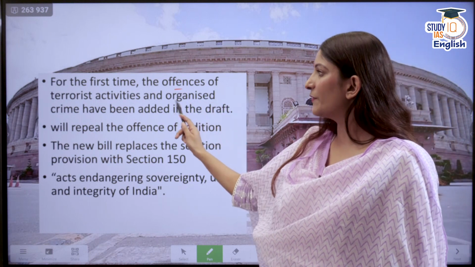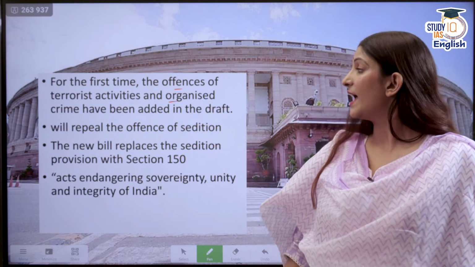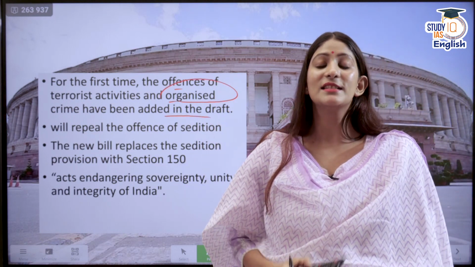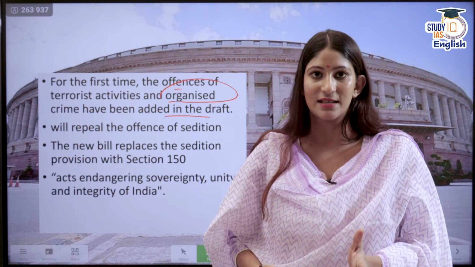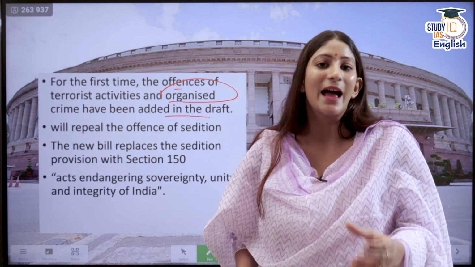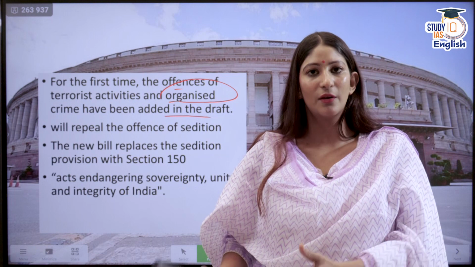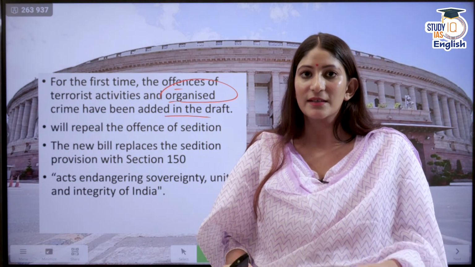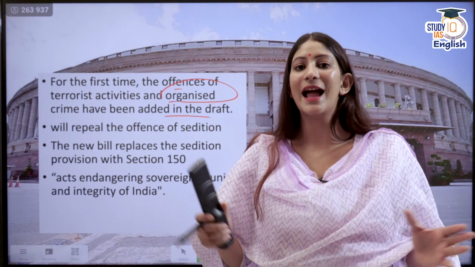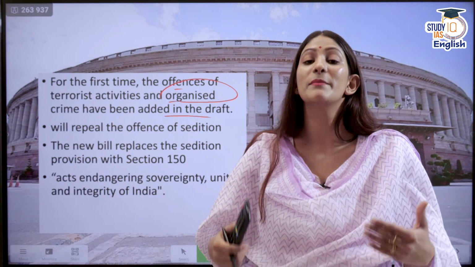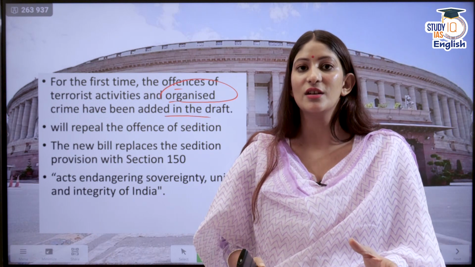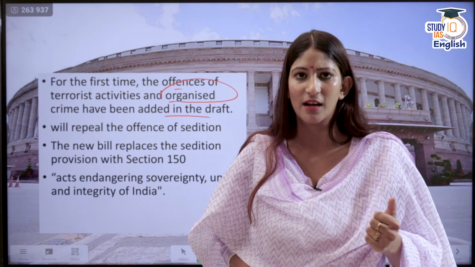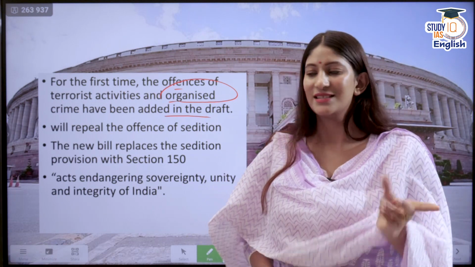Now, for the first time, the offences of terrorist activities as well as organized crimes have been added. That means a crime that has a well-structured nexus. Whenever a crime has to take place, sometimes it's unorganized. That means it may not have connections in the underground world. But if it has many connections, if every activity to give action, implementation to that crime has a connection, has a proper structure, hierarchy, that is organized crime, such as drug trafficking, smuggling, and terrorist activities also.